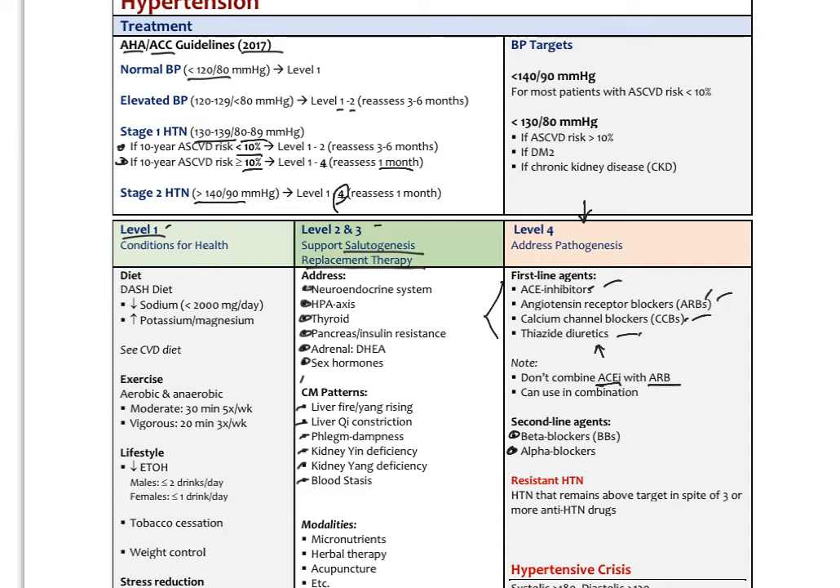Now, there is something called resistant hypertension, and that is hypertension that remains above the target in spite of 3 or more antihypertensive drugs. And that's a real problem. Again, those are patients where from an adjunctive care setting, we can really focus on level 1, but especially level 2 therapies.